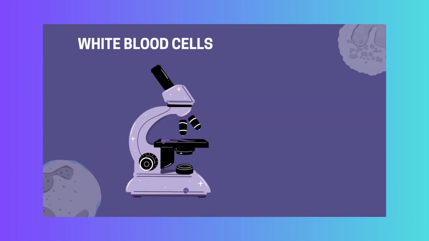If you know some distinguishing characteristics between the 5 main types of white blood cells, looking for them underneath a microscope is a breeze.